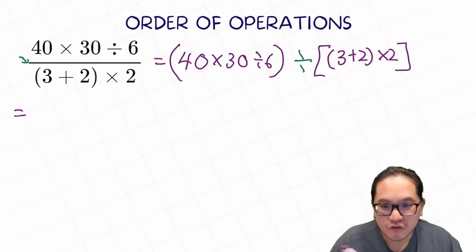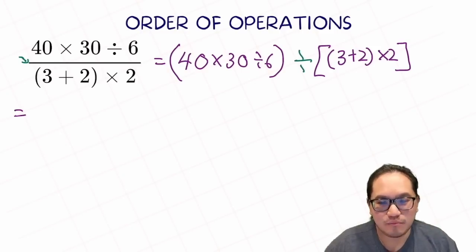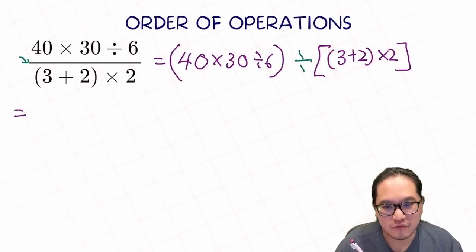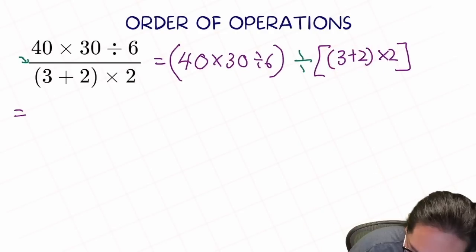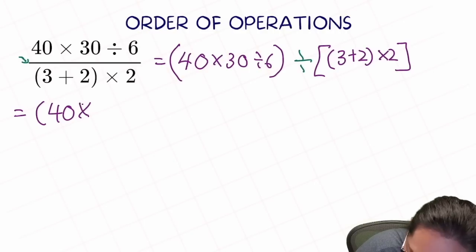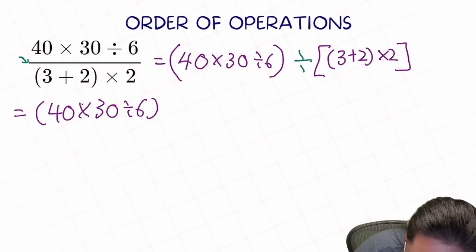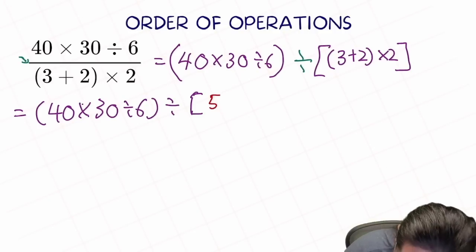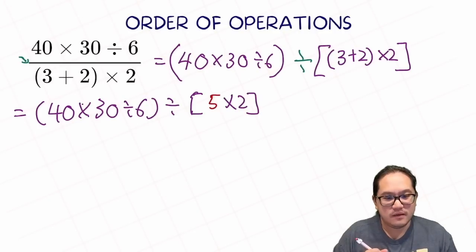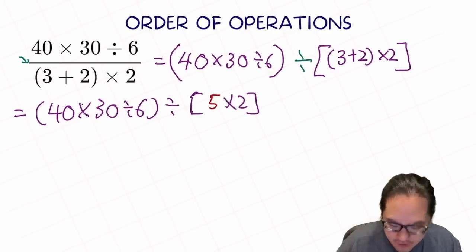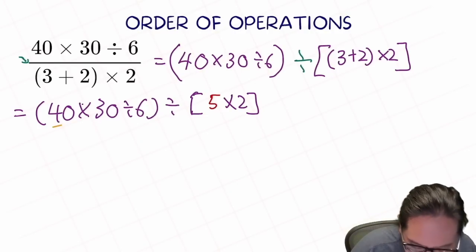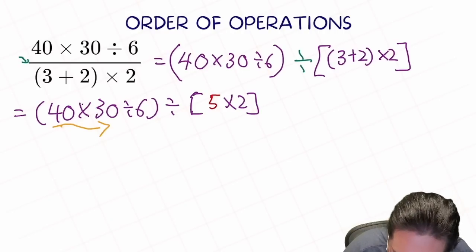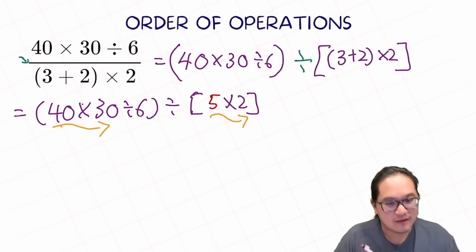This is easy. So first, we do the most in the parentheses, right? What we got right here is 3 plus 2. That's the most in the parentheses. So let's do this. 40 multiplied by 30 divided by 6, close parentheses, divided by 3 plus 2 equal to 5 multiplied by 2, right? So now we do the next parenthesis. We got 3 numbers, so we do this left to right, right? And same thing here. Within this parenthesis, we do this left to right.